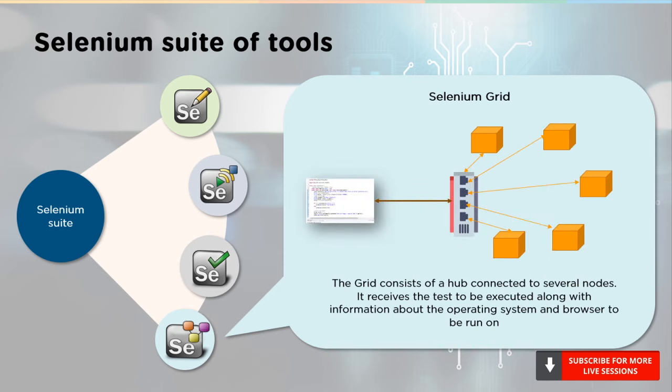The typical setup of a grid consists of a central hub connected to several machines. The hub receives the test to be executed along with the information about the OS and the browser to be run on. Now the hub accordingly picks one of the machines that conforms to the requirements. Later, it delegates the tasks. So with that, we've come to the end of Selenium Suite components.